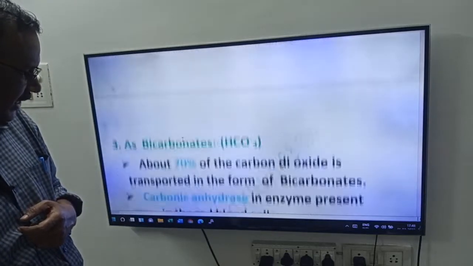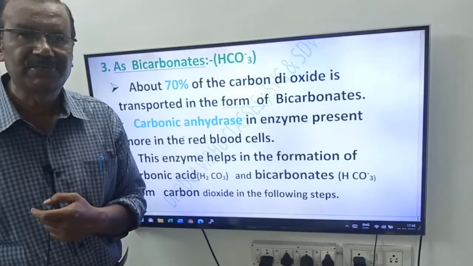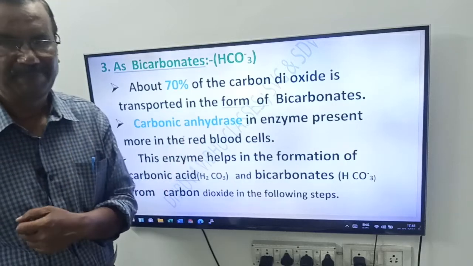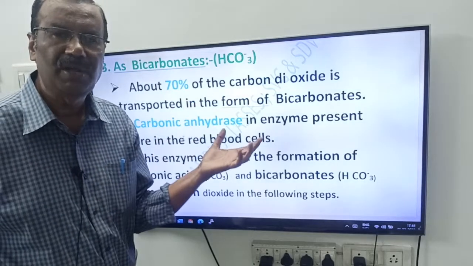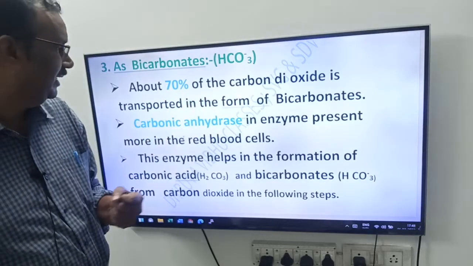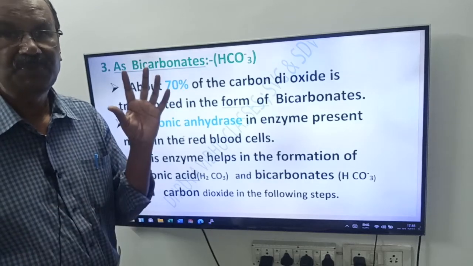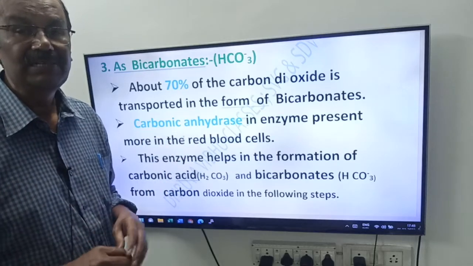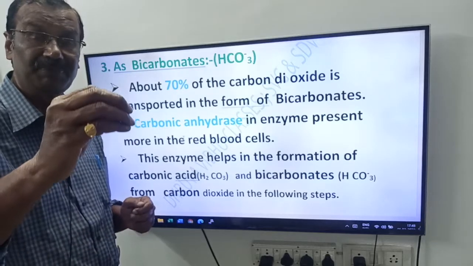Okay friends, next, the last one, very very important one. In the form of bicarbonates, that is HCO3 minus. Friends, the major portion of the carbon dioxide is transported in the form of bicarbonates. About 70% of the carbon dioxide is transported in the form of bicarbonates. That is very very important friends.